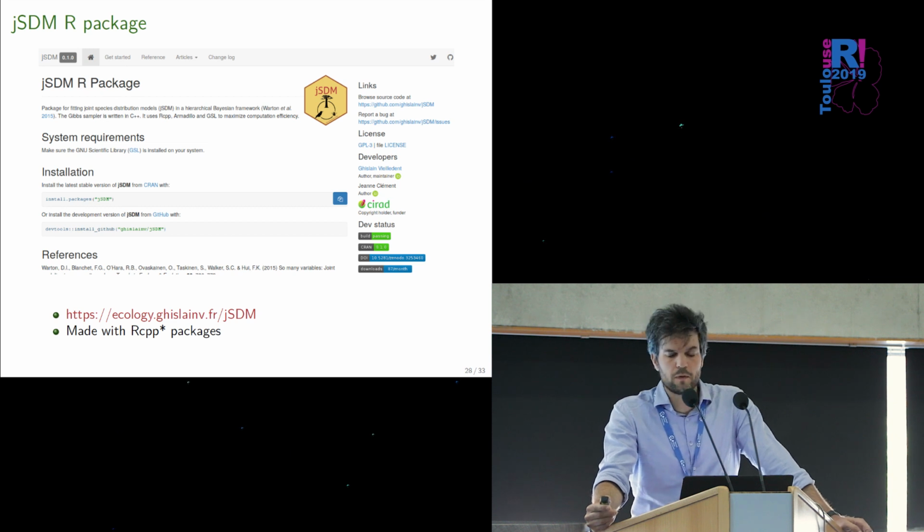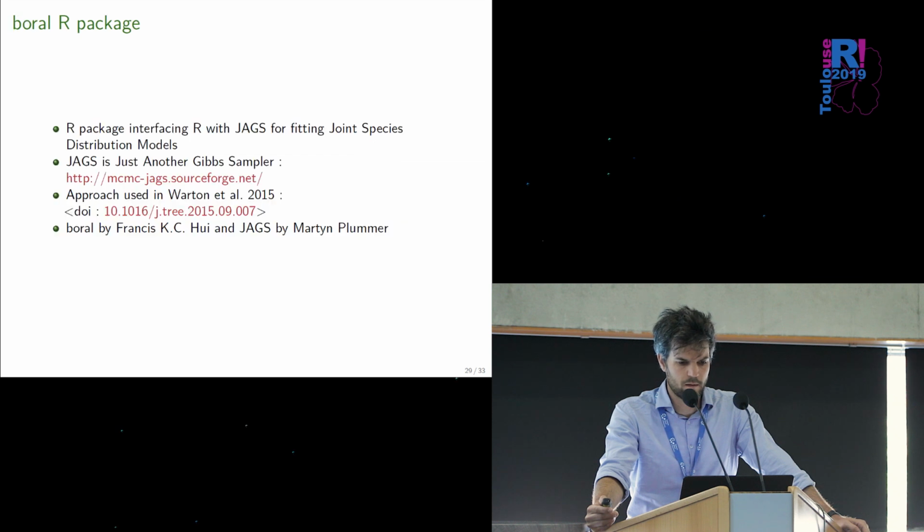So it is useful for this kind of model to use the hierarchical Bayesian approach. And we have developed a specific R package to fit this kind of model. It is called JSDM, for Joint Species Distribution Model, and it is available on CRAN. And we will compare our implementation of the model with a second implementation, which is provided by the Boral R package.